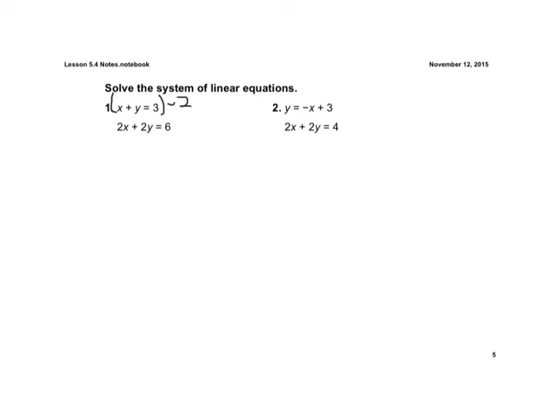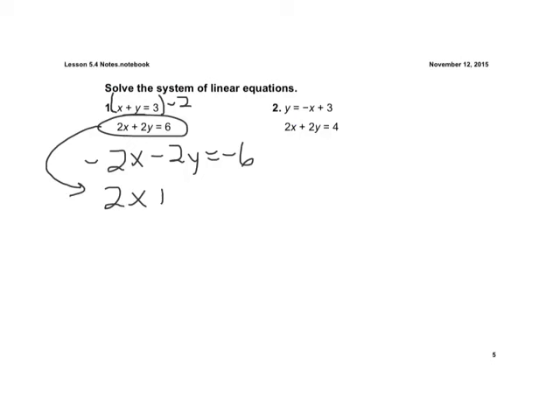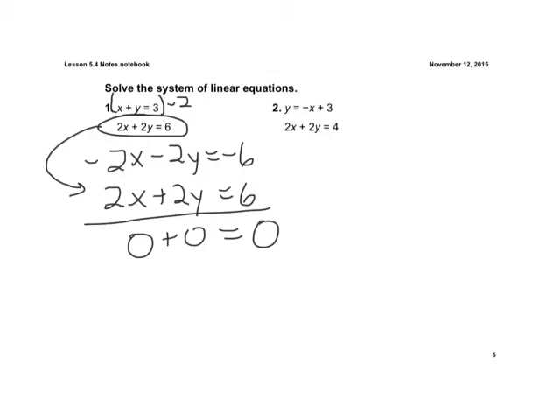Distribute to everything. So if we rewrite that top equation, we now have negative 2x minus 2y equals negative 6. Let's go ahead and rewrite this equation. Let's bring it down. 2x plus 2y equals 6. Now look what we get. We get our x's to cancel out. Negative 2x and a positive 2x is 0. Negative 2y and a positive 2y is 0. Negative 6 and 6 is 0. Well, 0 equals 0. That's true.